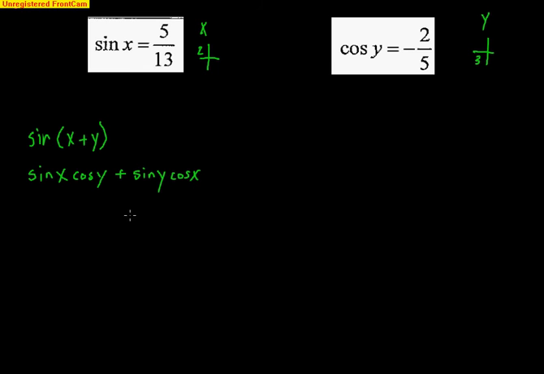It's right there, negative 2/5. But I do not know sine of y. I do not know cosine of x. But I certainly can find them very, very easily. Let me demonstrate. Let me draw a picture of this angle x.